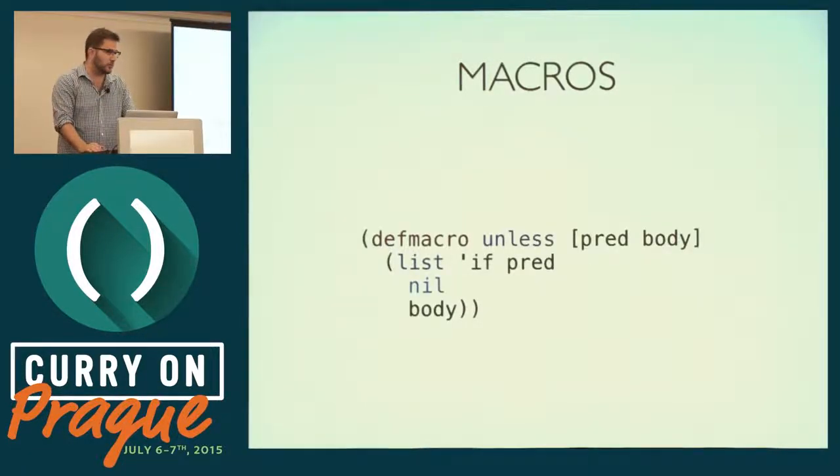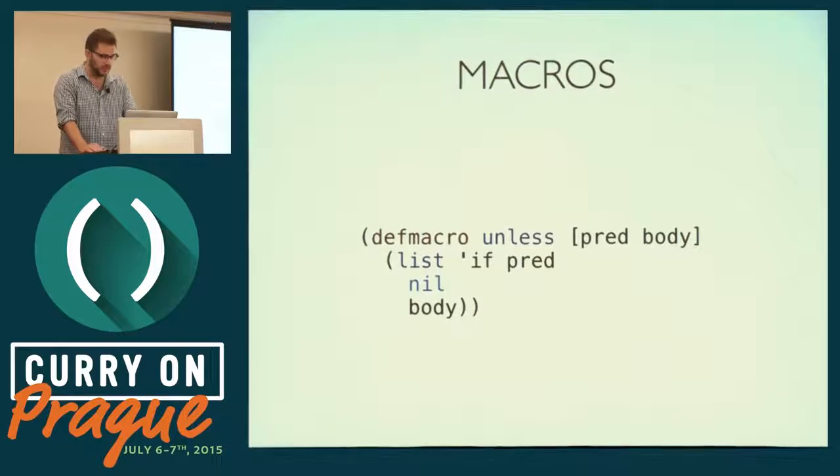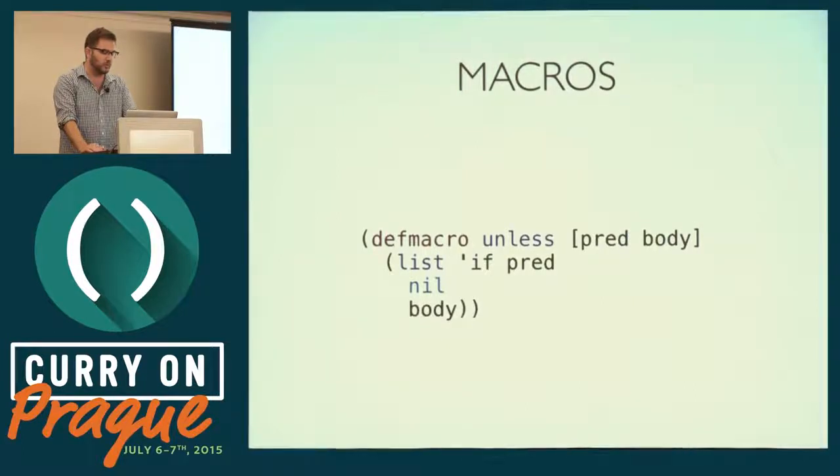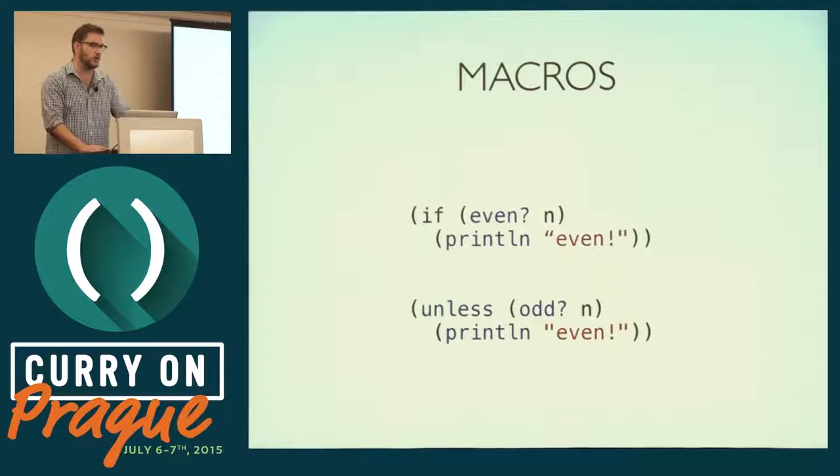A very simple example, a common sort of introductory example, is the unless macro, which is the complement of the if form. Here we take a predicate and a body, and we generate a list that represents an if statement where we have the predicate and we move the body into the else clause. So these two expressions here are equivalent.